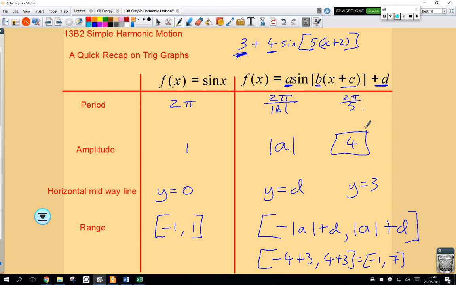Okay, but I've got to be able to look at any function and say what the period, amplitude, horizontal midway line, and range are. So practice in there. Do use GeoGebra. Come up with different functions, see if you can figure out what the period, range, amplitude, and horizontal midway line are. But you've got to know those in order to tackle the next part of our course.